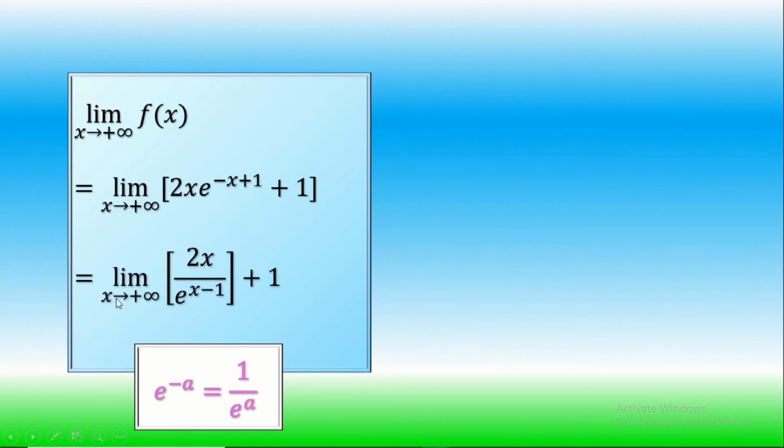So its limit as x tends to plus infinity for 2x which remains on the numerator over exponential x minus 1. Sure, all plus 1 will not affect this limit. We add it at the end.